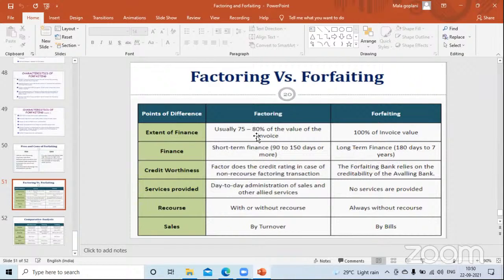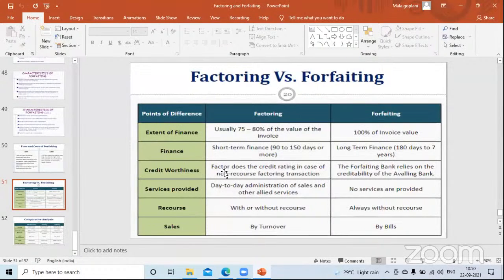फैक्टरिंग में क्या होता है? 75 to 80% of the value is advanced, is given to you, but then forfeiting में क्या होता है? 100% of the bills. Invoice is bill. Okay, 100% of the invoice value is given as an advance. Finance: factoring is involved for short term finance and forfeiting is involved for long term finance.